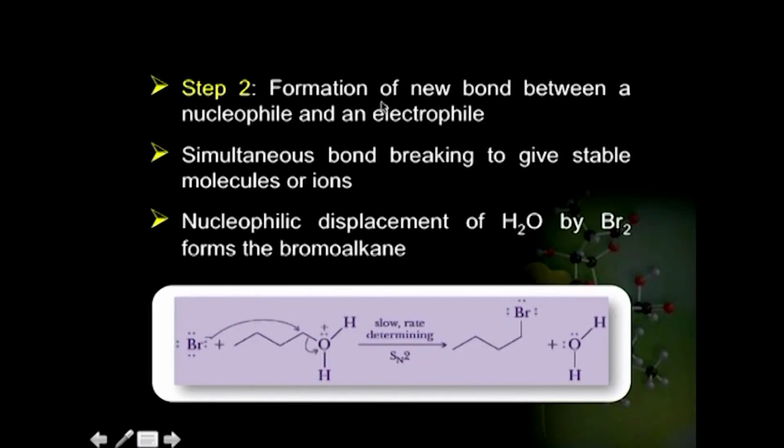to give stable molecules. So, in the second step of this reaction, formation of a new bond between a nucleophile and an electrophile takes place. You know that bromide ion is the nucleophile and this is the electrophile which we have. So, what happens is bromide ion attacks this carbon, and OH2 being a very good leaving group, it immediately and simultaneously leaves, resulting into the nucleophilic displacement of water by bromine and formation of bromoalkane. So, this is by the primary alcohols.